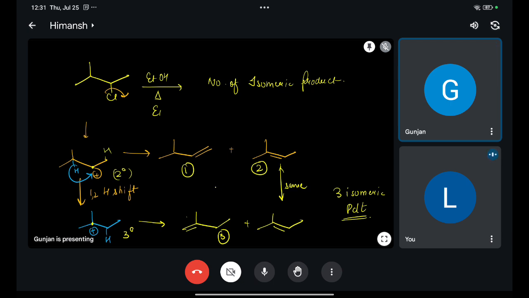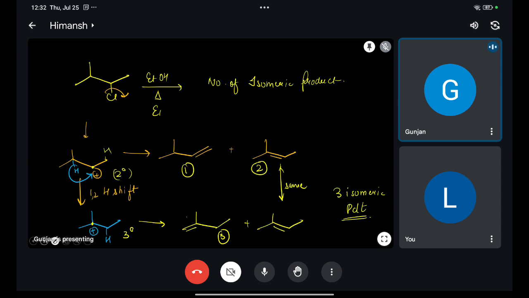Ma'am, according to which rule are we saying it's major and it's minor, ma'am, again? According to that rule, the more substituted alkene is the major one. This is more substituted, this is the major one. Yes, ma'am. Right? Any problem, any doubt you want to ask, you can tell me. Ma'am, no problem.